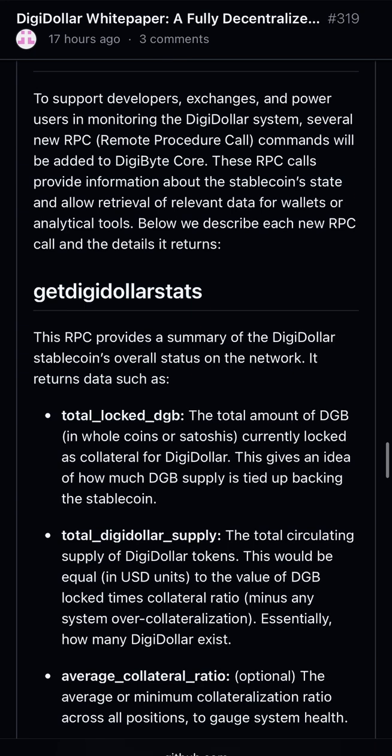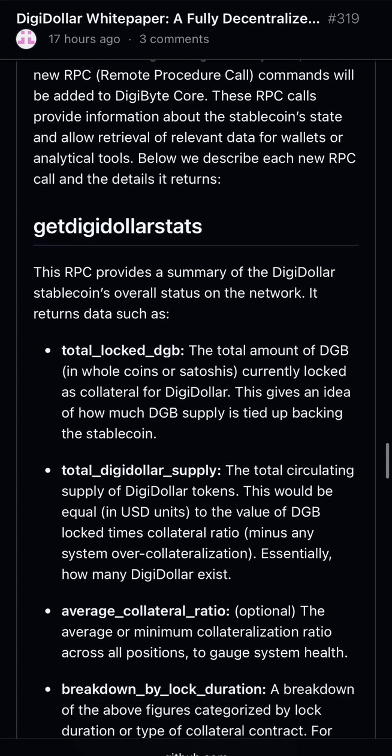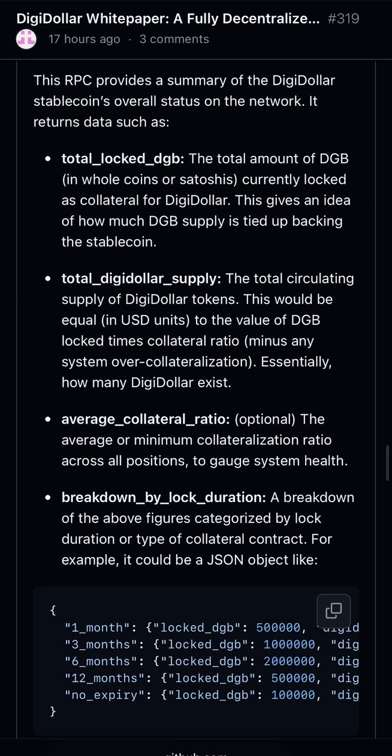To support developers, exchanges, and power users in monitoring the DigiDollar system, several new RPC, remote procedure call, commands will be added to DigiByte core. These RPC calls provide information about the stablecoin state and allow retrieval of relevant data for wallets or analytical tools. Below we describe each new RPC call and the details it returns. DigiDollar stats. This RPC provides a summary of the DigiDollar stablecoin's overall status on the network.